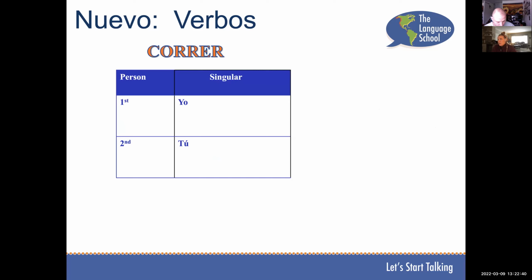Yo corro. Tú corres. This word, for whatever reason, confuses everybody, but it's the same rule. Take away the ER ending and we have our base, cor, in this situation, right? And then you add back ES, corres.